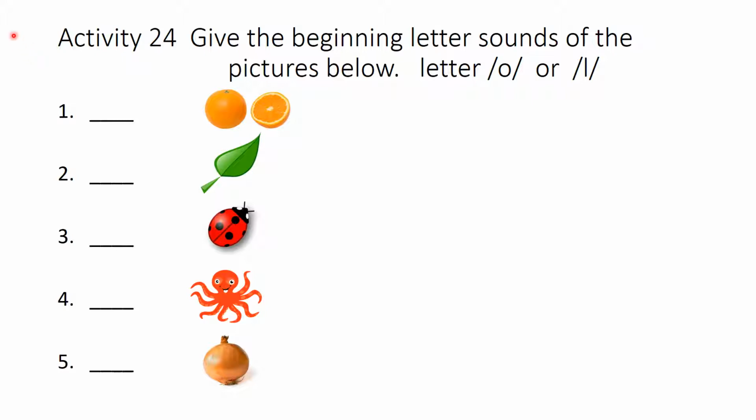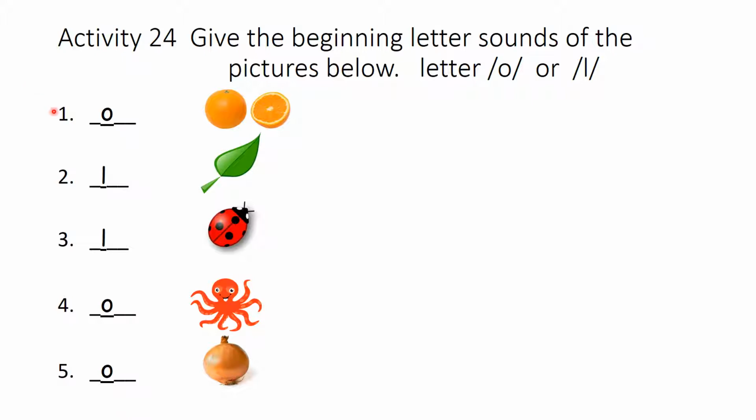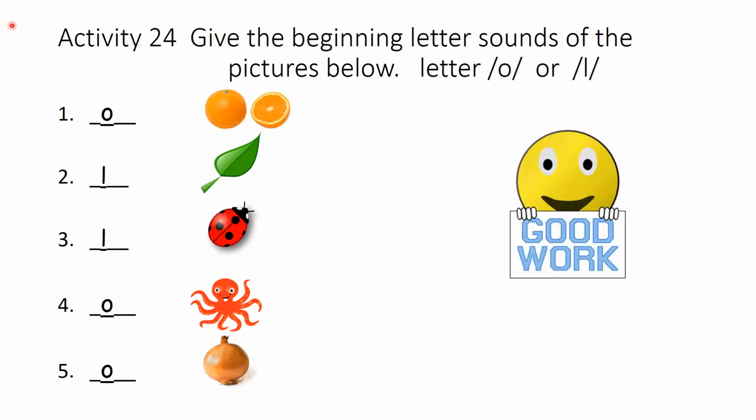Okay, so let's check. Number 1, it's letter O, orange. Number 2, letter L, leaf. 3, ladybug. Number 4, octopus. And 5, onion. Are you correct? Wow, good work. Very good.